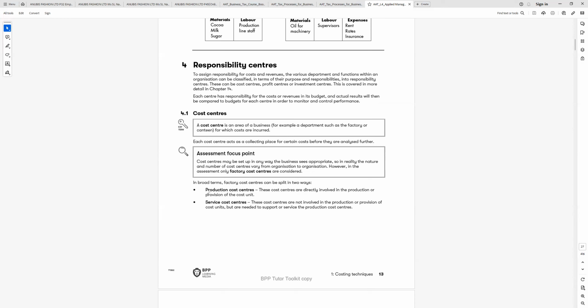We can have a production cost center. We have a service cost center. Production cost center: this cost center is directly involved with production, provision of the cost unit. Service cost center: this cost center is not involved in the production or provision, but is needed to support or service the production cost center. For example, once we make a product, sometimes we give a guarantee or warranty. So if we give a warranty, then some people need to provide the maintenance service. That's basically the service cost center because they don't have an income, but they have some cost.